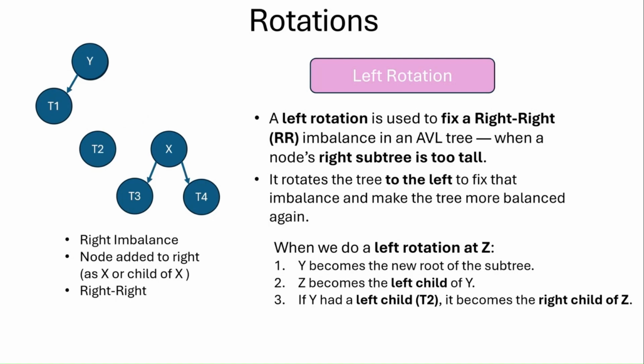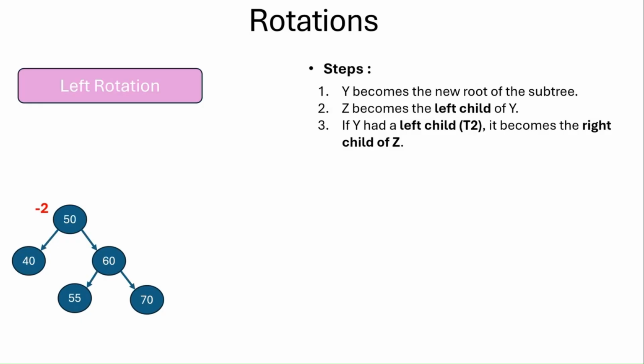So the first steps we did: Y became the new root of the subtree, Z became the left child of Y, and if Y had any left child, which is T2, then it becomes the right child of Z, so that the property of the BST will still be there. Let's understand with the example.